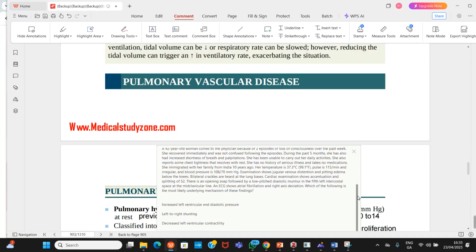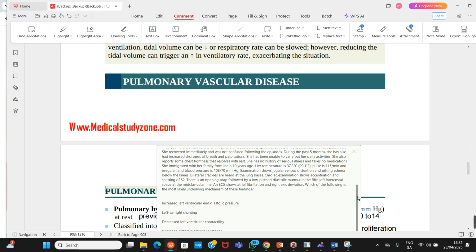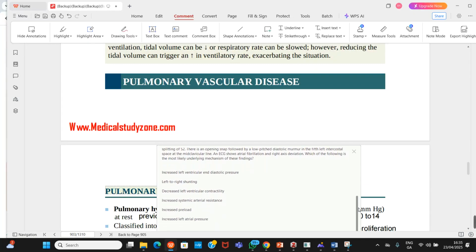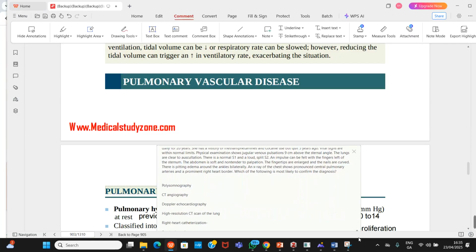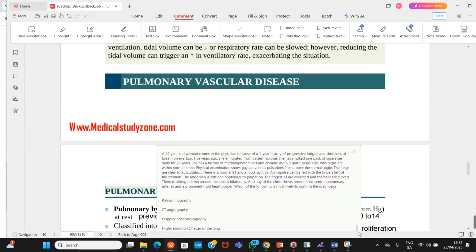What's the question again, please? Increased left atrial pressure. So what are the diagnoses, so that everybody can understand? Congestive heart failure. Okay. Mitral stenosis. Due to mitral stenosis. That's it. So which one are we picking? Increased left atrial pressure.